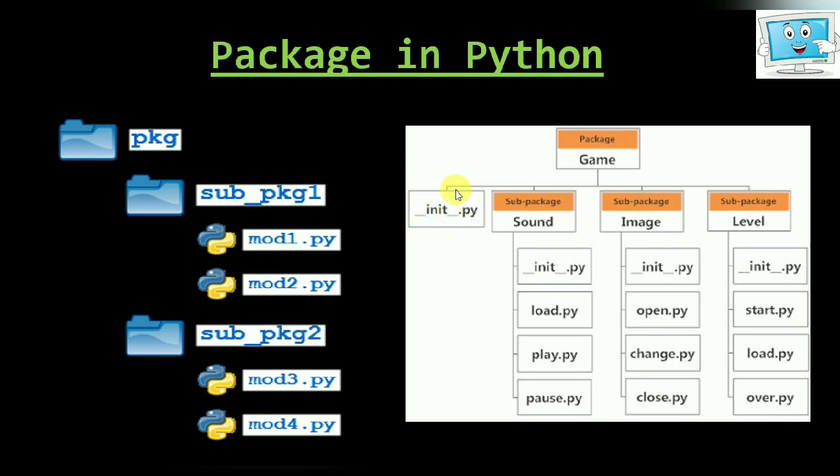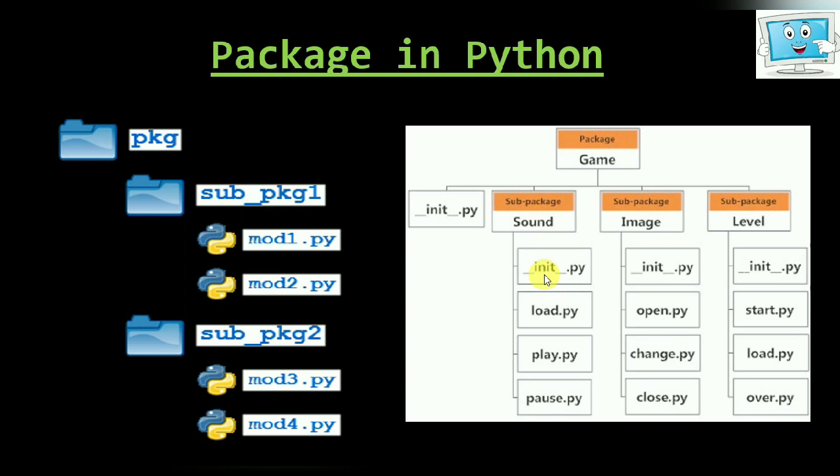__init__.py. The importance of this file, which is empty and its extension is .py, is that this is the file which makes a folder a package. Without it, a folder is not considered a package. So this is the package game. It has 3 sub packages: sound, image and level.